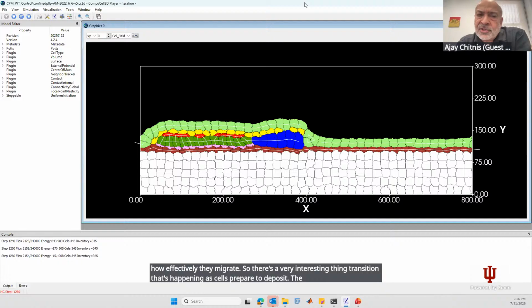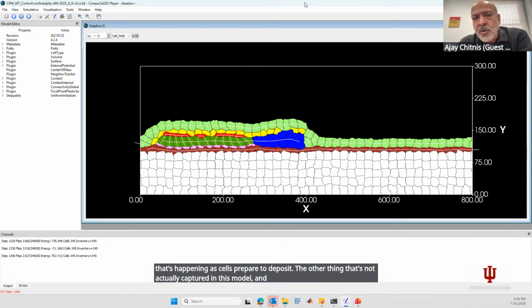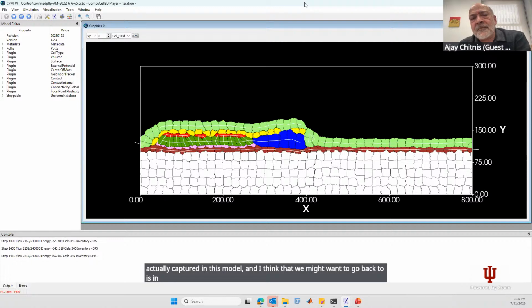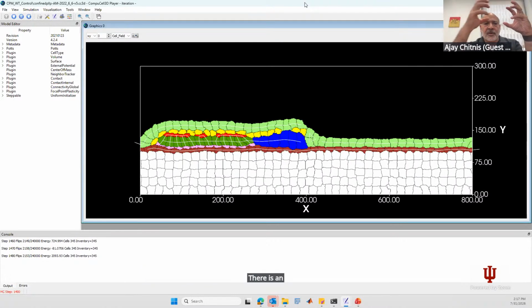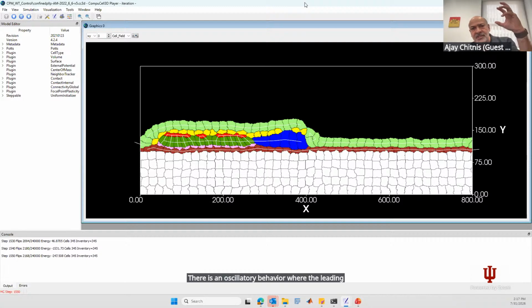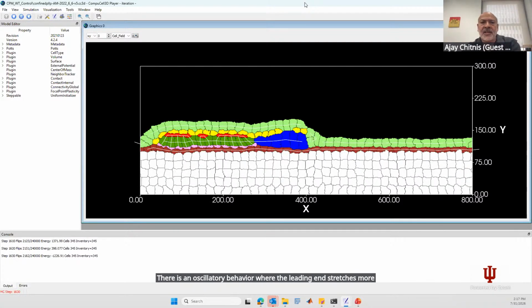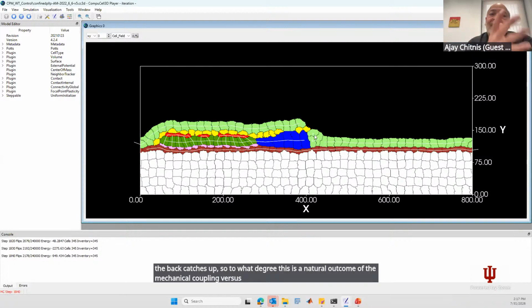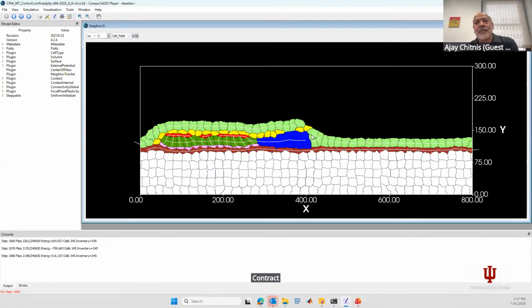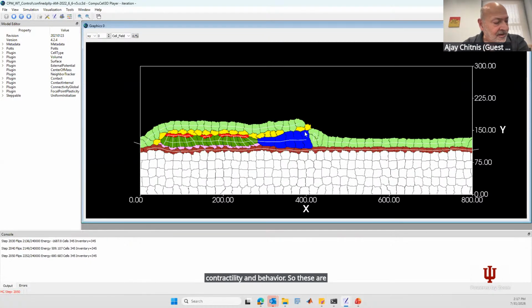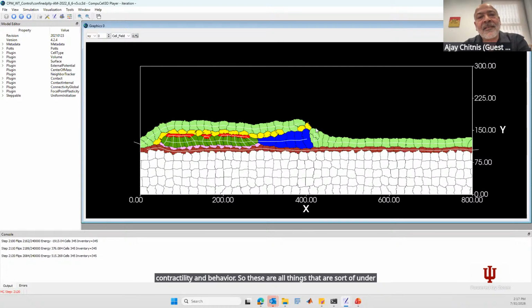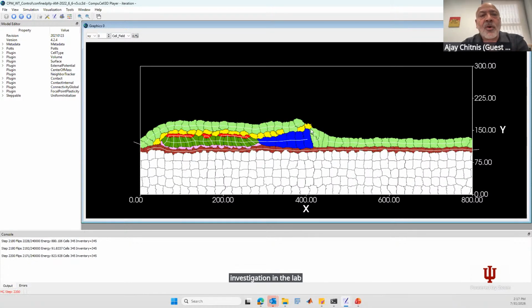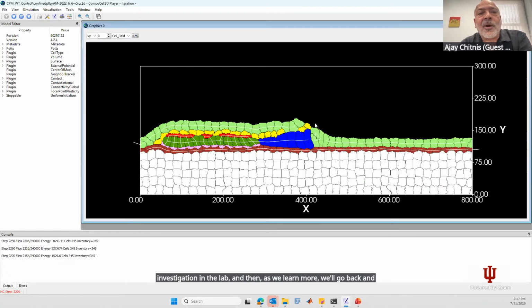The other thing that's not actually captured in this model, and I think we might want to go back to, is that in the actual system there's an oscillatory behavior where the leading end stretches more and then the back catches up. So to what degree is this a natural outcome of the mechanical coupling versus waves of activity that are influencing the contractility and behavior? These are all things under active investigation in the lab. As we learn more, we'll go back and incorporate these things in the model.